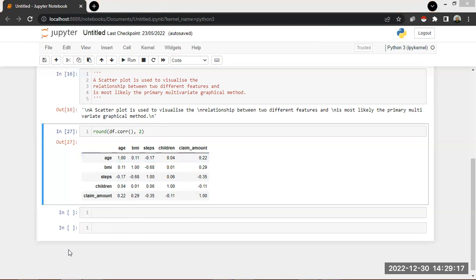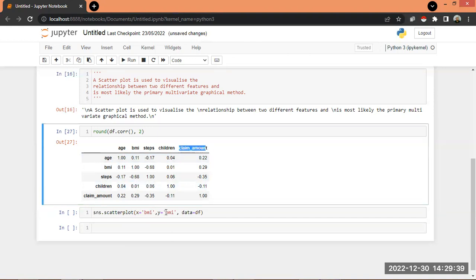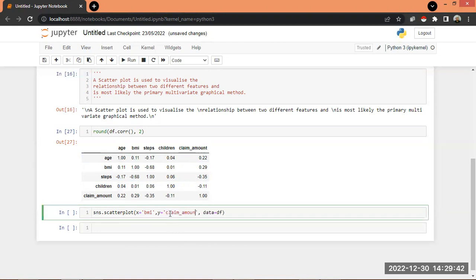So we know that is a correlation table which shows us the relationship in numbers, right? So now what if we want to view this relationship between BMI and claim amounts? We want to view this relationship between BMI and claim amounts using a scatter plot. All right, so I'm going to explain the parameters. Now, what this means is that we have to understand the basic parameters.